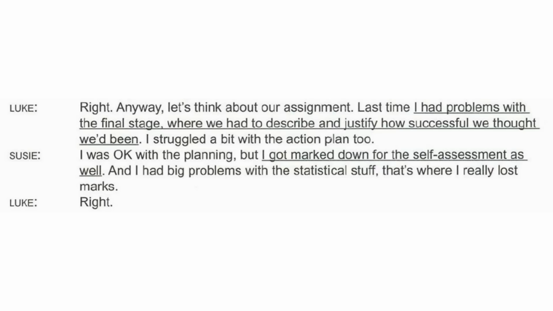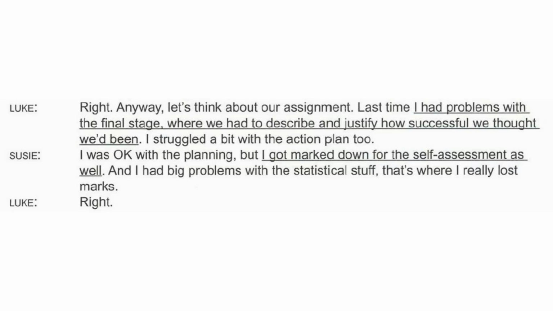Right. So here we see that Luke says, I had some problems when we had to describe and justify how successful we thought we'd been. So probably self-assessment. Here we should use our paraphrasing skills: how successful we had been. And we should also be careful on which point both students agreed. Luke says that it was difficult for him. And I see here self-assessment, but I have to listen to the other side as well. And then he adds, I struggled a bit with the action plan too. So he struggled with two things, action plan and how successful he was.